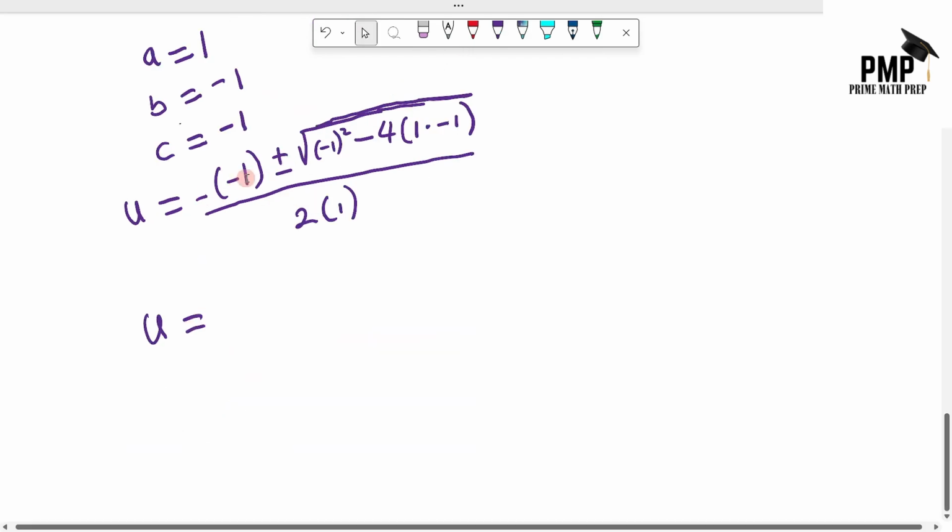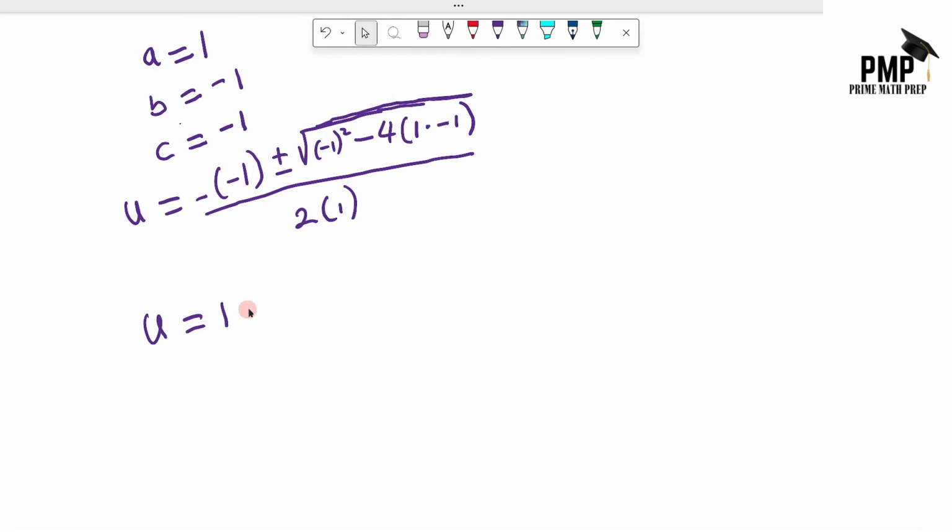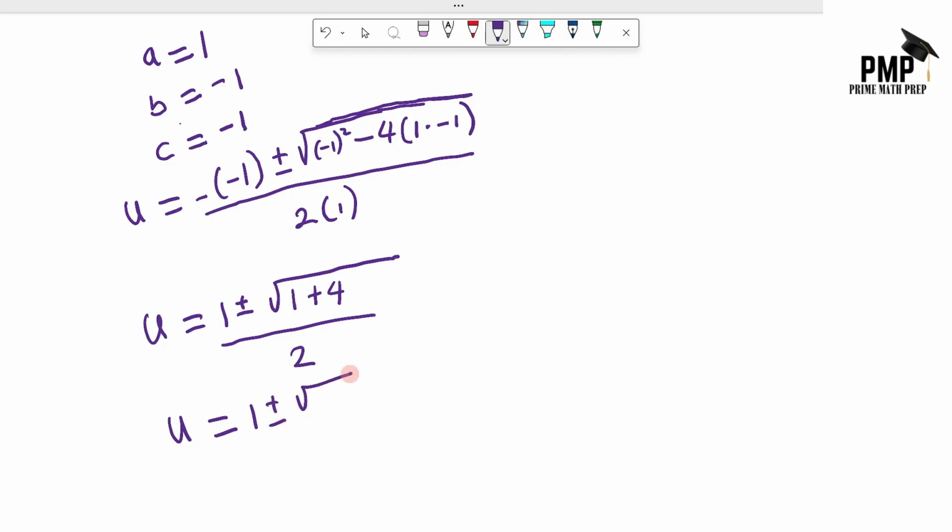Negative times negative is positive 1, plus or minus root of negative 1 squared, which is positive 1. Well, look at this bracket. This is positive 1 multiplied by negative 1, which gives us negative 1. And this same negative 1 multiplied by negative 4 will give us positive 4. Therefore, this will now be plus 4, all over 2 multiplied by 1, which is 2. Our u will become 1 plus or minus root of 5, over 2.